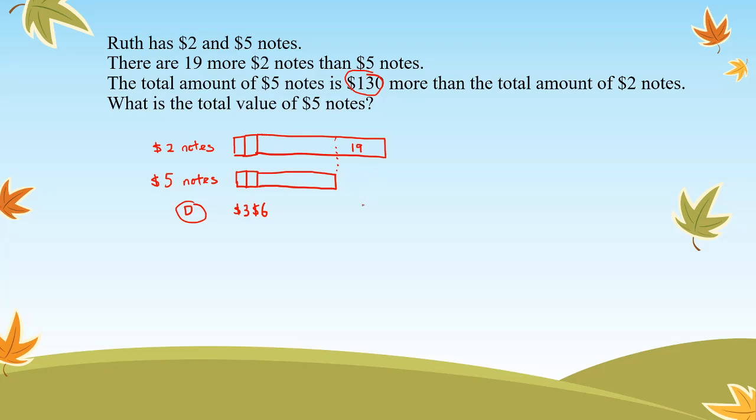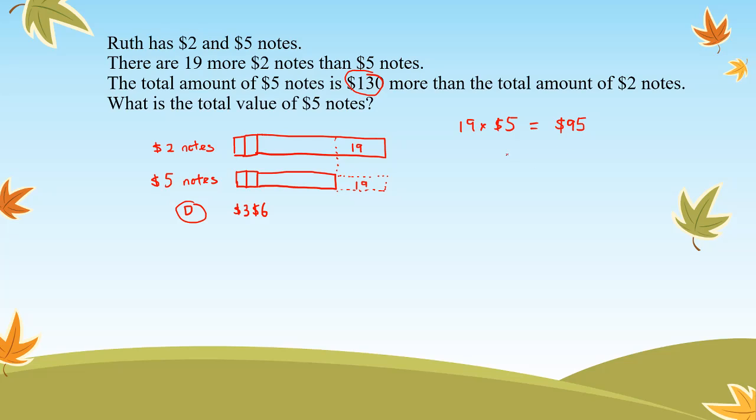Now, in this case, the best way is to add them. You add 19 $5 notes first. You add 19 $5 notes. So 19 times $5, which will give you 95.